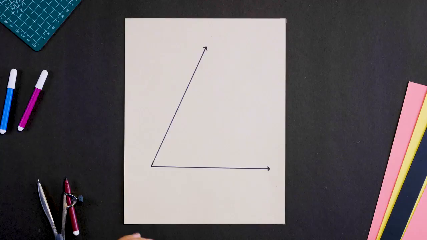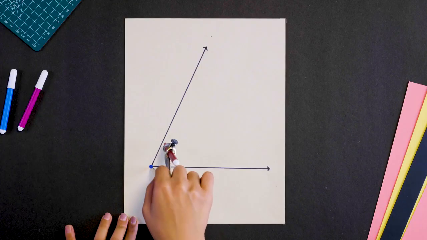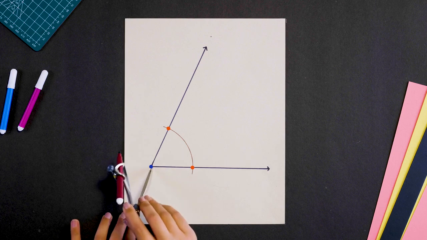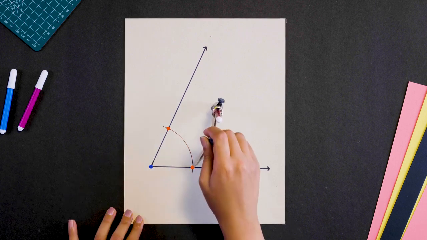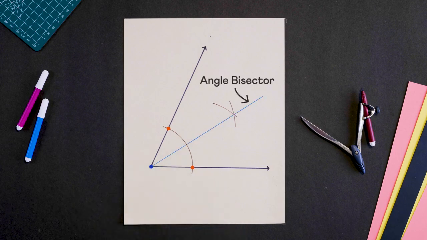Here's an angle. How can we draw its angle bisector? That is, drawing a line which divides the angle in half. Let's start. Using the vertex as the center, draw an arc intersecting the arms of this angle. Now from these 2 points, draw 2 arcs with equal radii. And that's the angle bisector.